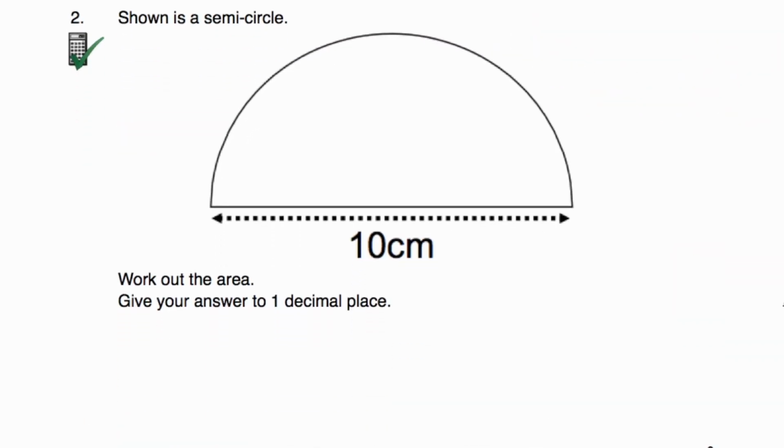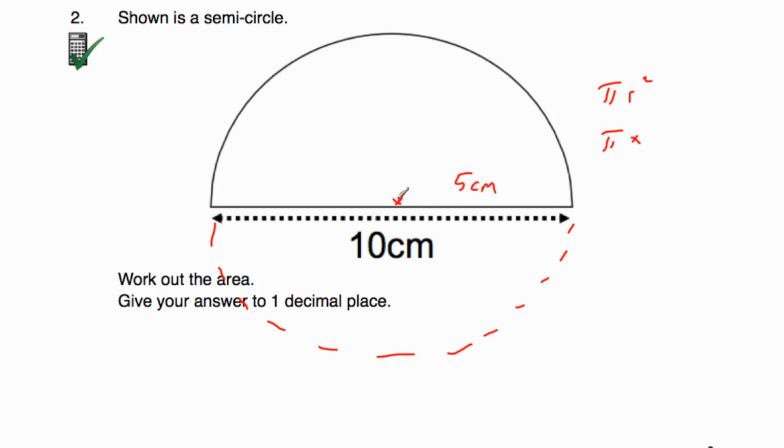So question number 2, we've got a semicircle and it's got a diameter of 10 centimeters. And we've been asked to work out the area of the semicircle. So let's find the area of the whole circle. So let's turn this into a whole circle, like so. It's not the best whole circle, but it'll do. To find the area of a circle, we use the formula pi r squared. So we're going to do pi times, now for the whole circle, the radius would be half of this 10. It would be equal to 5 centimeters.